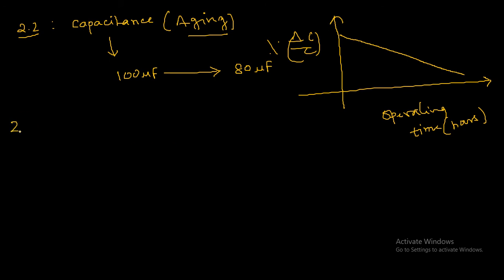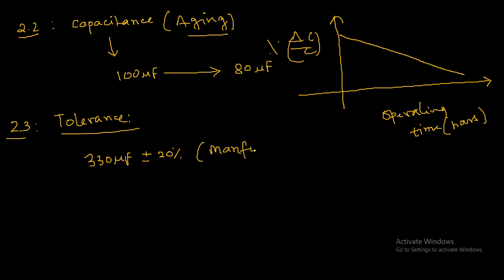There is another thing, 2.3, capacitance tolerance. The capacitance tolerance denotes the possible positive and negative deviation from the nominal capacitance. Let's say you have a 330 microfarad capacitor, but 330 microfarad is not the actual value. There will always be a plus minus variation. It may be 25% more or maybe 25% less. That will be defined by the manufacturer.